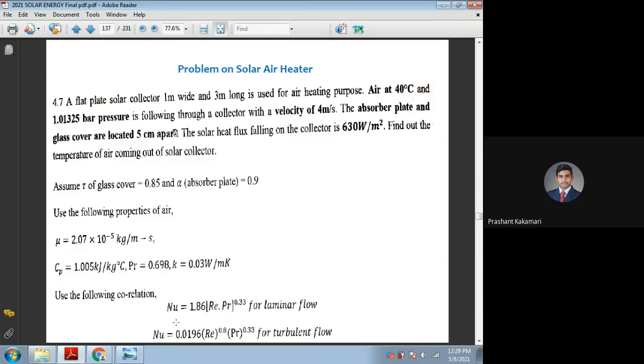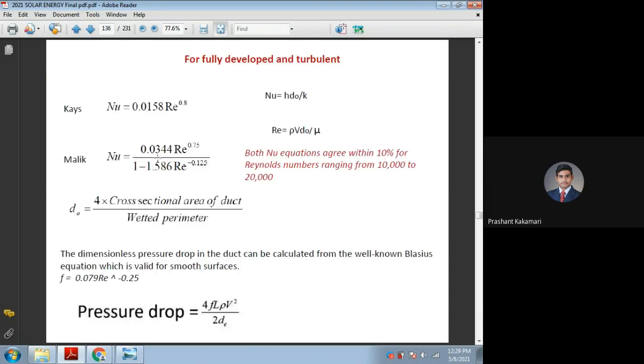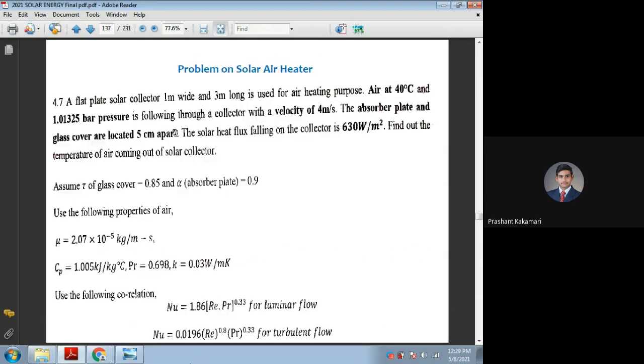So correlation for Nusselt number is also given in the problem. What correlation you have to use? Earlier by theory we saw this Nusselt number. But as for this problem they are mentioning this. Using Prandtl number also you will find out Nusselt number. That is 1.86 Reynolds number into Prandtl number raised to 0.50. I think in heat transfer you have come across this type of correlations for laminar flow. Also, if it is turbulent, Nusselt number can be used as 0.0196 Re raised to 0.8 Pr raised to 0.50. This is Prandtl number. So you can note down this given data.